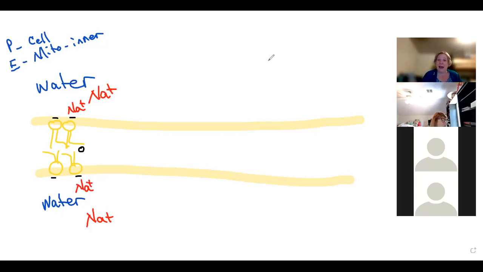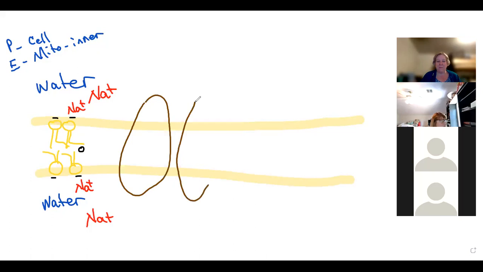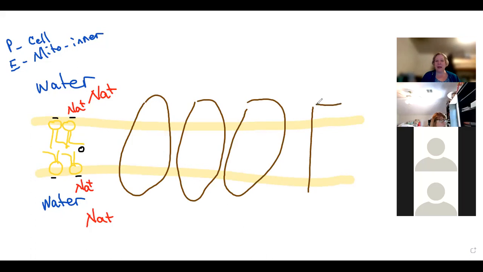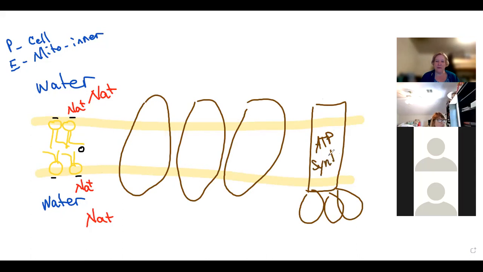So the cell takes advantage of that to make basically a hydroelectric dam, okay? So we have, for the sake of simplicity, just three enzyme complexes that are embedded in the membrane. And then we have this enzyme called ATP synthase. So this enzyme, ATP synthase, is going to act like a turbine on a dam, and it's going to make ATP.